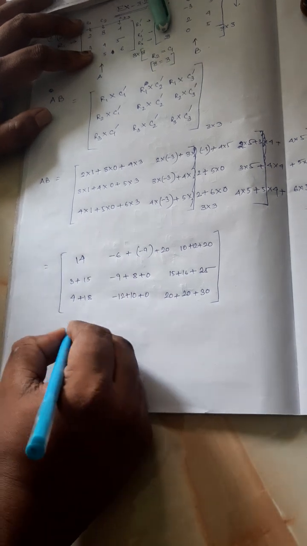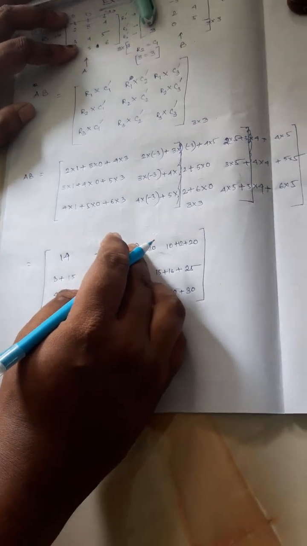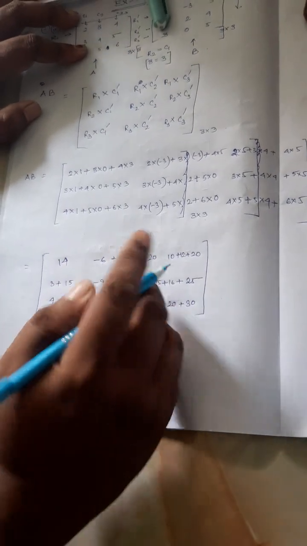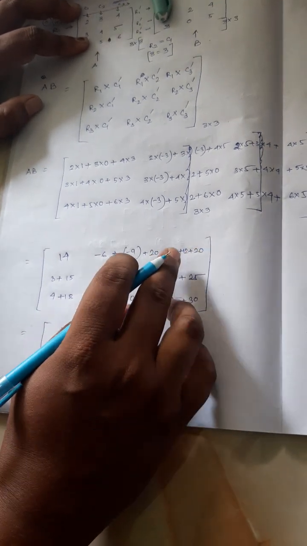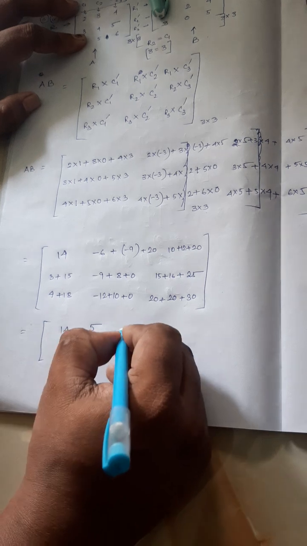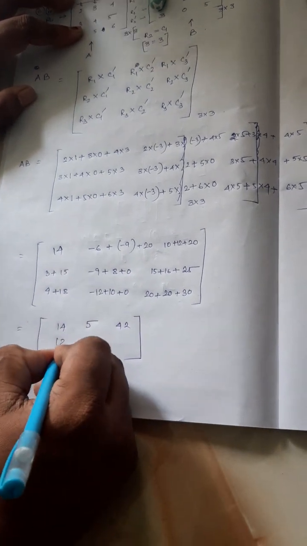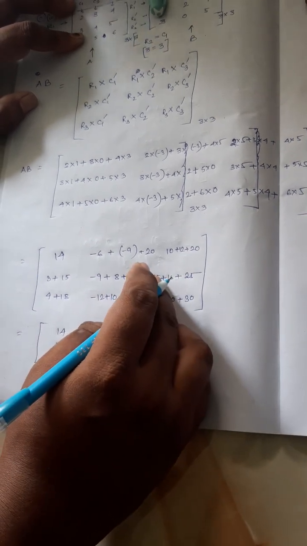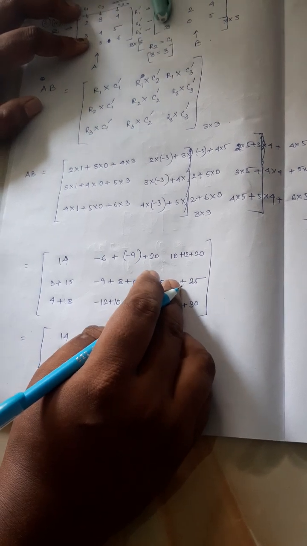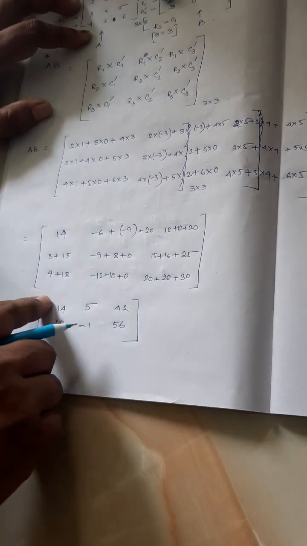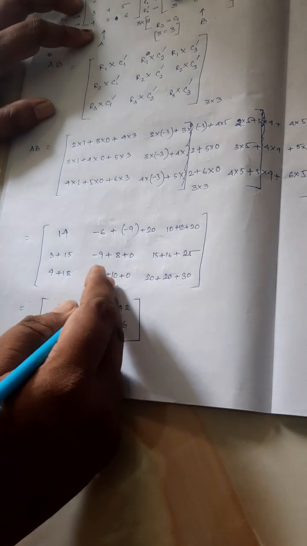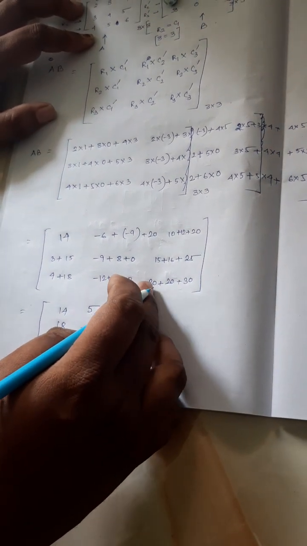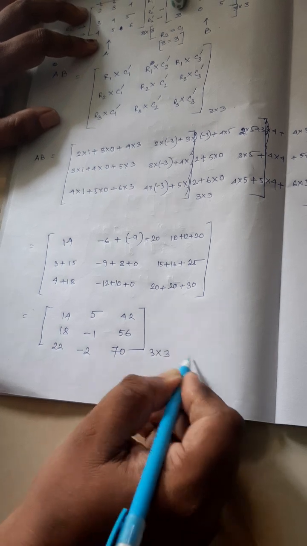Now we have to find out the answer. 14. So minus 9 minus 6, it will be minus 15. Minus 15 plus 20, it will be 5. So 20 plus 10, 30 plus 10, 42. So now it is 18, now it is minus 1, now it is 25 and 5, 30, 30 and 10, 40, 40 and 10, 50, 56. So 18 and 4, 22, and then that is minus 2, that is 30 plus 20, 50, 50 plus 20, 70. That is our answer for the 3 cross 3 matrix.